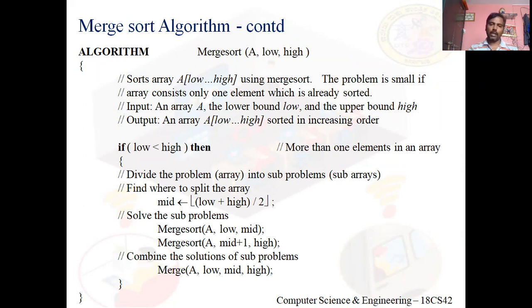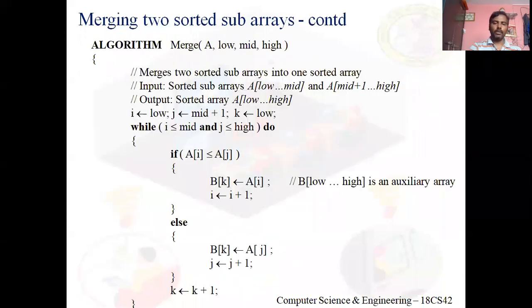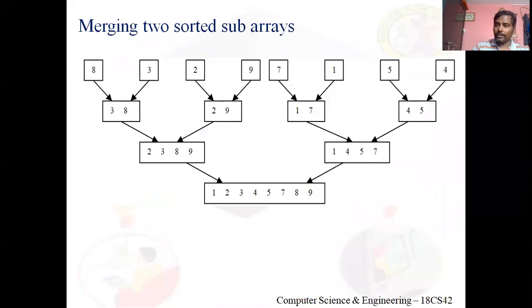Then I get a solution for those two subproblems. Then I should merge. Look at the last statement in the if block: Merge(A, low, mid, high). It means there are three indices here: low, mid, high. I'll tell you what those are. Now I need to design an algorithm for this, so just listen carefully.